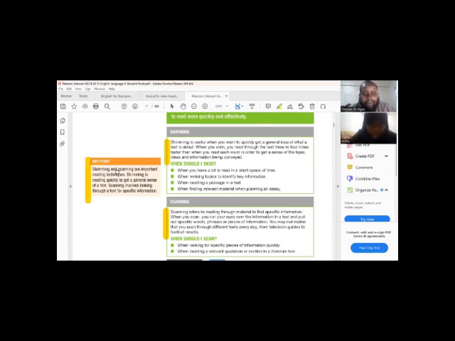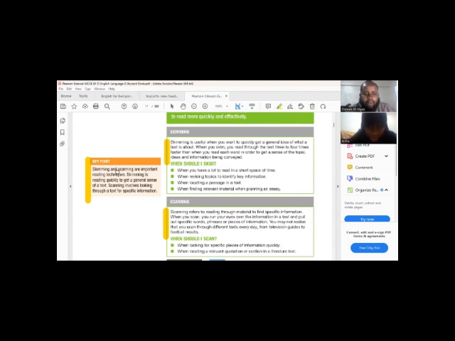Useful when you want to get a general idea of what a text is about. When you're skimming, you read through the text 3 to 4 times faster than when you read each word, in order to get a sense of the topic, ideas, and the information being conveyed. What should I skim?